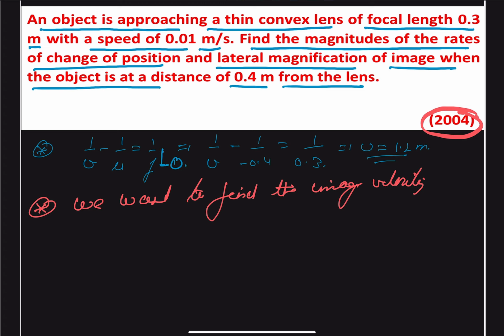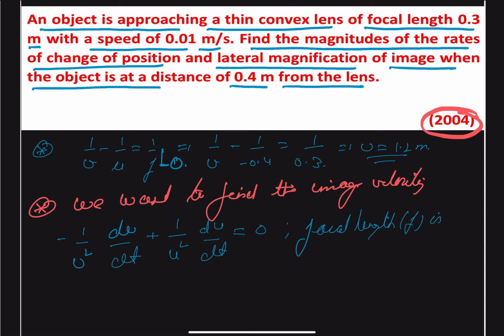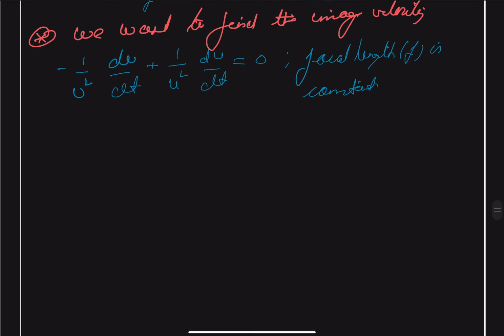So we get this as minus 1 upon v square dv upon dt plus 1 upon u square du upon dt is equal to 0, because the focal length, you can say, is constant irrespective of the time. It's not going to change. So you can say that the focal length, here represented as f, is constant. So therefore we need to find out the dv by dt.